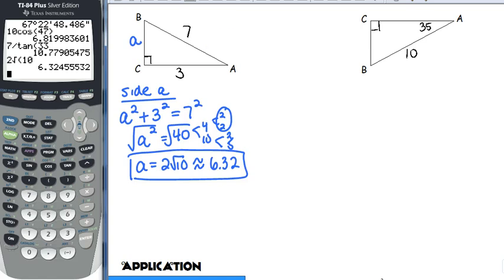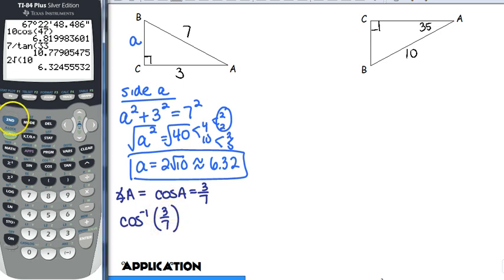So the next thing we need to solve for that we don't have is angle A. So if I'm looking for angle A, I'm going to use my given side. So I was given 3 and 7. In relationship to angle A, 3 is adjacent, 7 is hypotenuse, which means we have cosine of angle A is equal to the adjacent over the hypotenuse. We have to use our inverse trig because we are solving for an angle. So we go second cosine, 3 divided by 7.